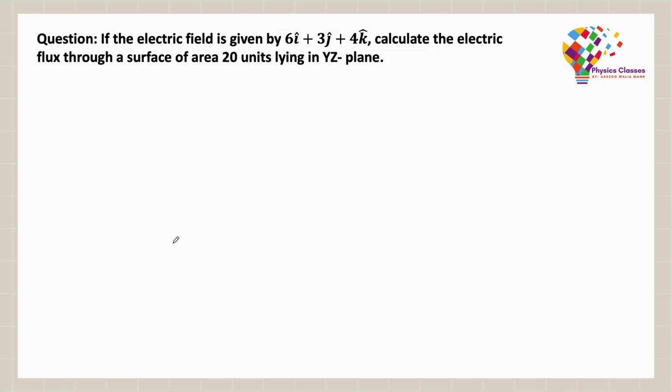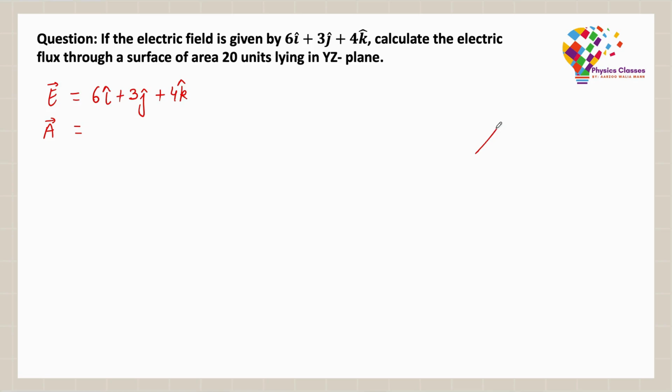Now, we will try and solve one question based on electric flux here. So the question says, if the electric field is given by 6i cap plus 3j cap plus 4k cap, calculate the electric flux through a surface of area 20 units lying in the YZ plane. Now, I already know my electric field over here. It has been given to me as 6i cap plus 3j cap plus 4k cap. If I talk about my area vector, it is being given as 20 units in the YZ plane.